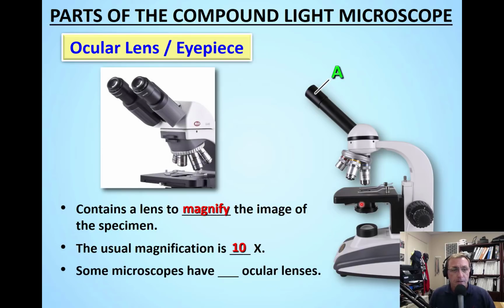Now, some microscopes have, look at the picture. What do you think? Where is it? Come on, there it is. 2 ocular lenses. We call them binocular microscopes. And in fact, I think I'll show you here in a minute. So you can write the number 2, by the way, or the word 2, whatever works for you.